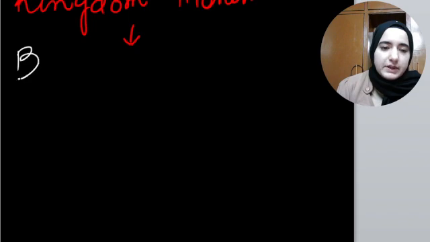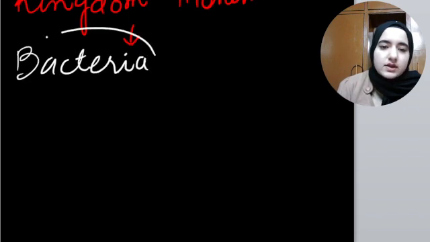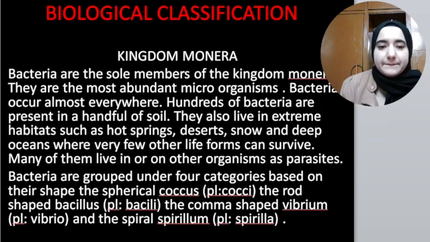First of all, let's talk about kingdom Monera. Kingdom Monera includes bacteria. Bacteria are the sole members of this kingdom. Okay, kingdom Monera includes what? Bacteria, right? And as we know, bacteria occur almost everywhere.